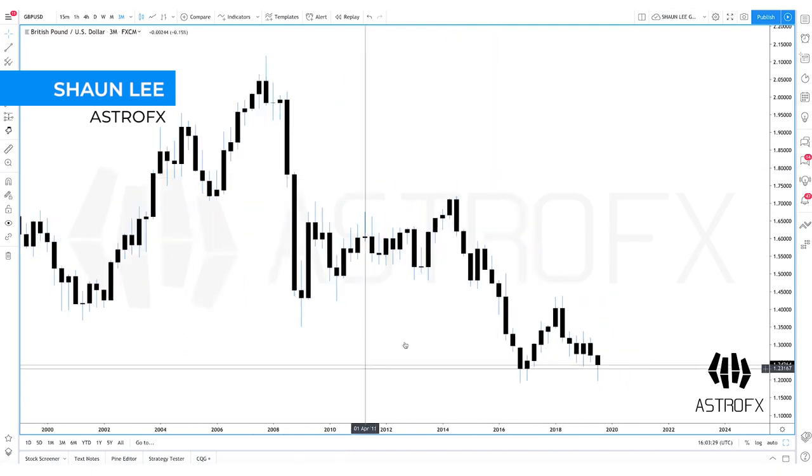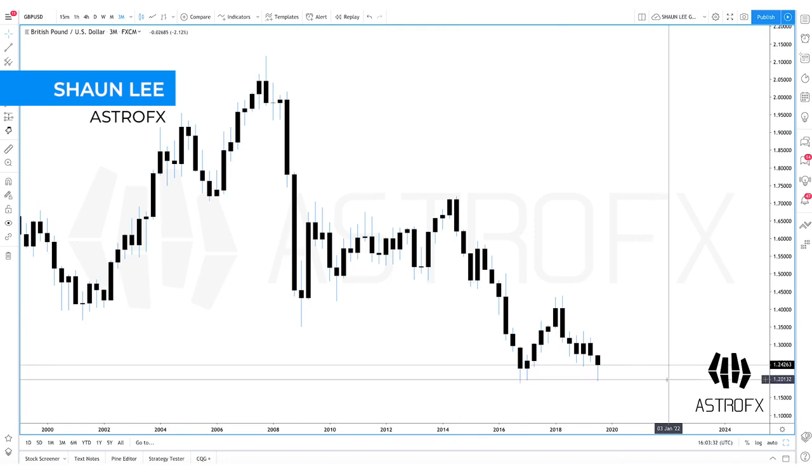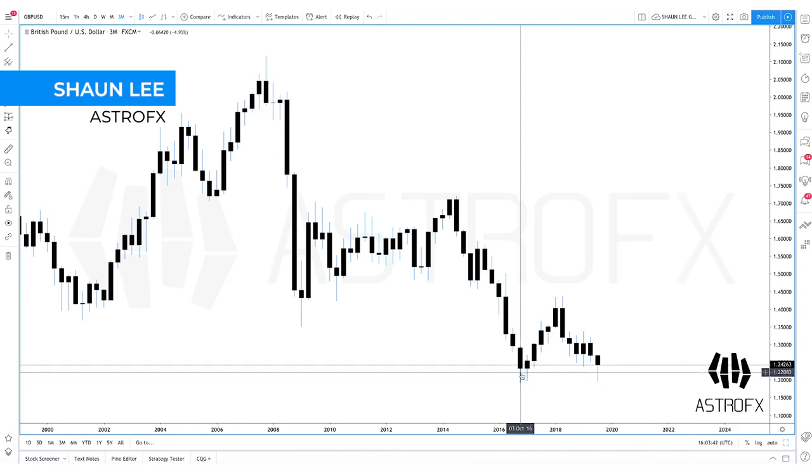GU dived, boom, over here, 1.2. Critical region. You can see where the crosshair is. This current 3-month, this current quarter, we spiked into the region. Look backwards, look here. Again, 1.2, tweezer bottom, relief rally.